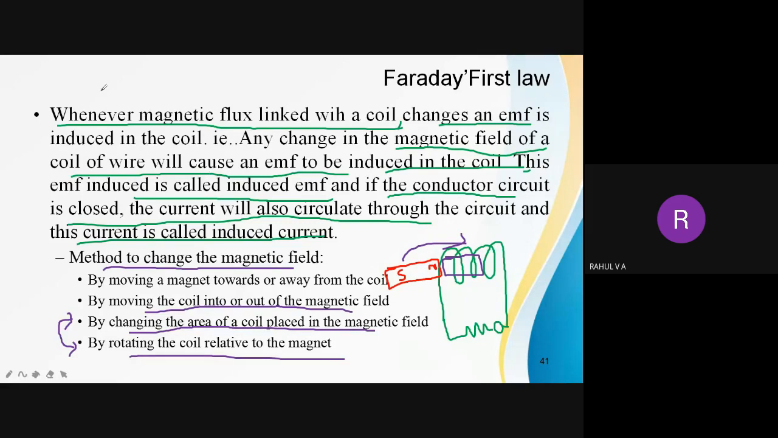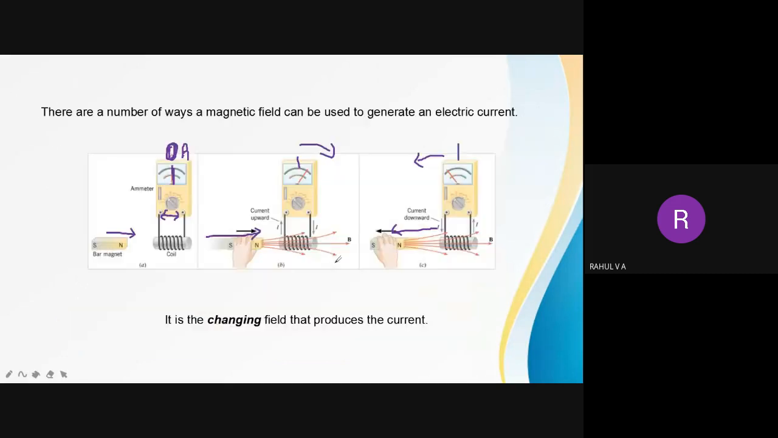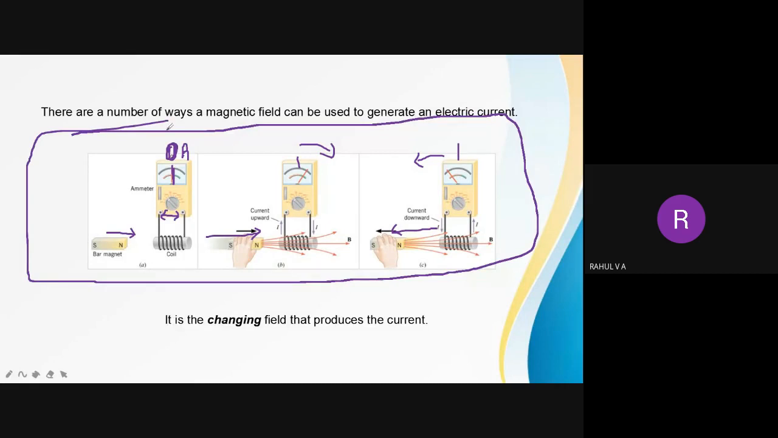So you have to write this statement as it is, and you have to tell what is induced EMF and what is induced current. First you have to write the statement, then explain what is induced EMF and what is induced current. Or you can also write these 4 points, how to change the magnetic field. Then you draw this diagram and explain what is the case at each instant A, B, C.